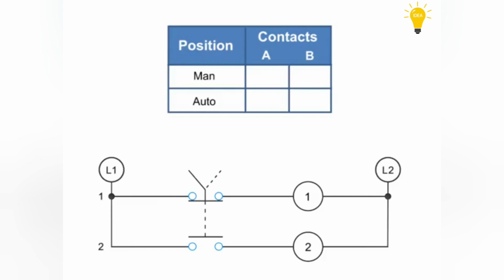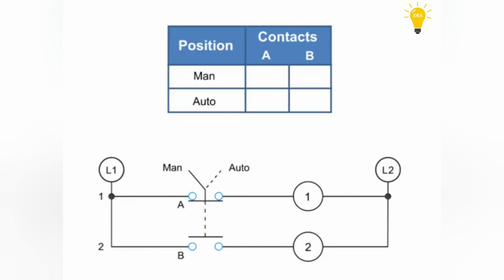This truth table illustrates the manual or automatic contact positions of a two contact selector switch. Each contact on the line diagram is marked A or B. The positions of the selector switch are marked MAN for manual or Auto for automatic.